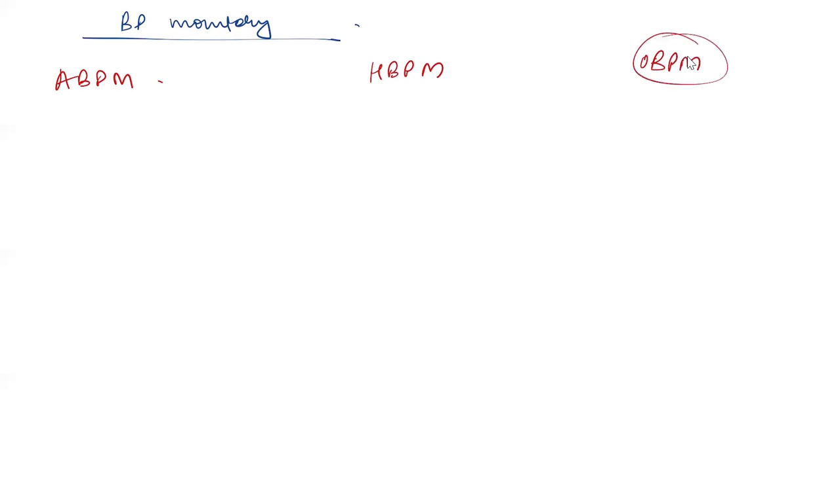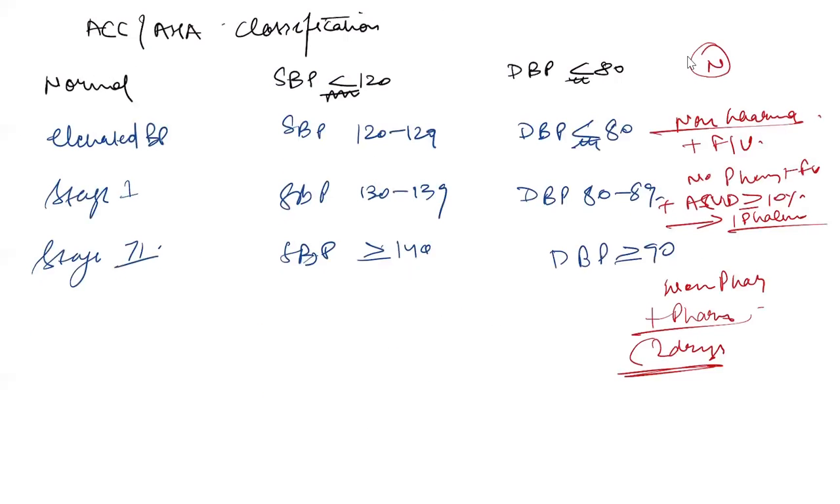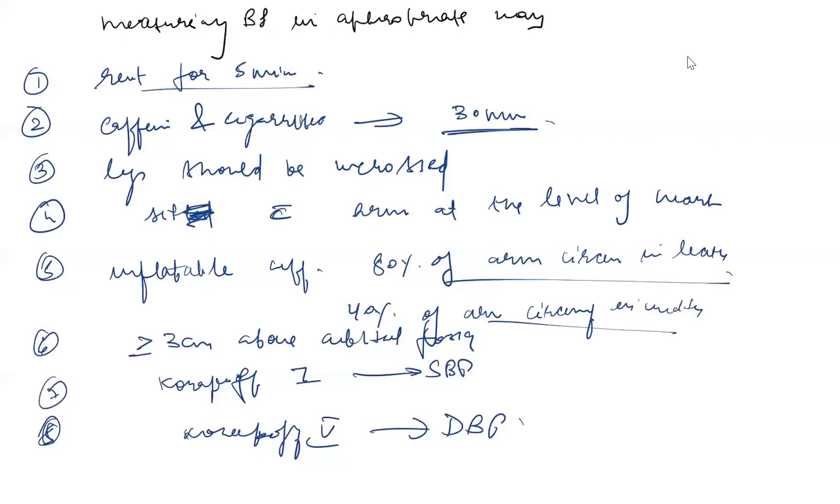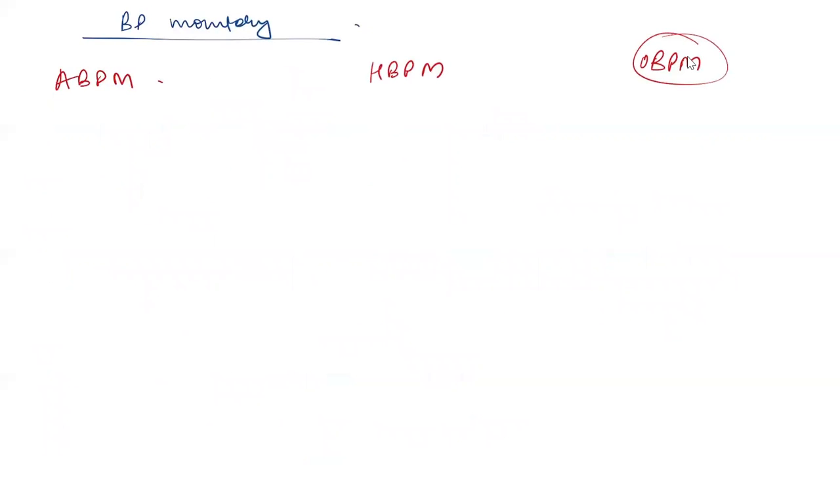Now, the next slide is about BP monitoring. We have three types of BP monitoring, that is ambulatory BP monitoring, home-based BP monitoring, and office BP. Office BP monitoring is when a patient comes to us in the OPD or our office and has his or her BP checked. So this classification, the ACC-AHA classification, is based upon office BP monitoring. So this cutoff is for office BP monitoring.